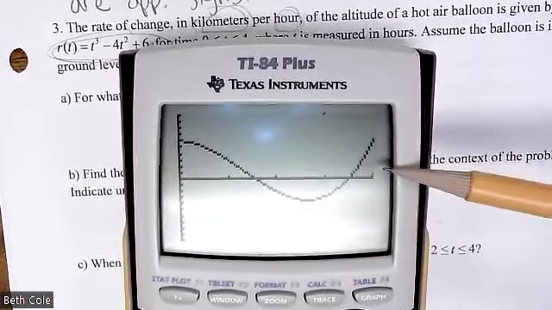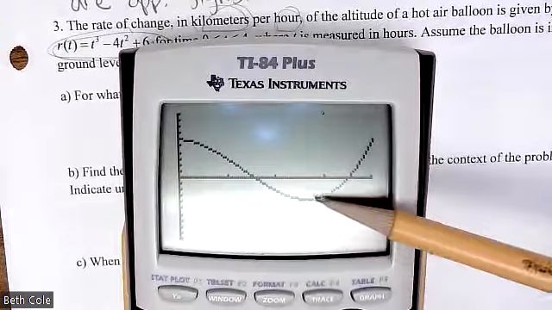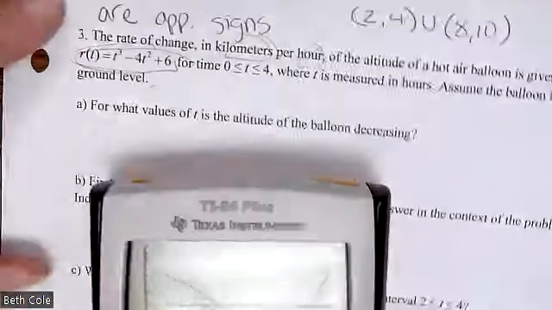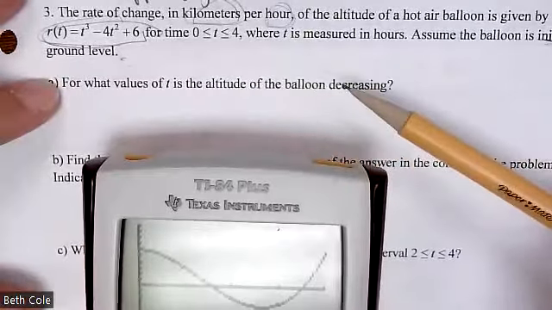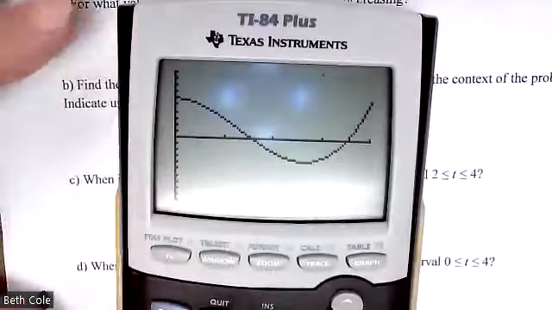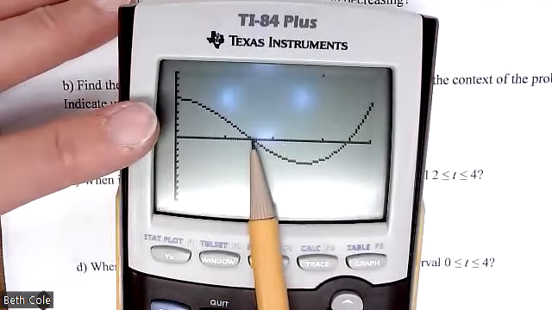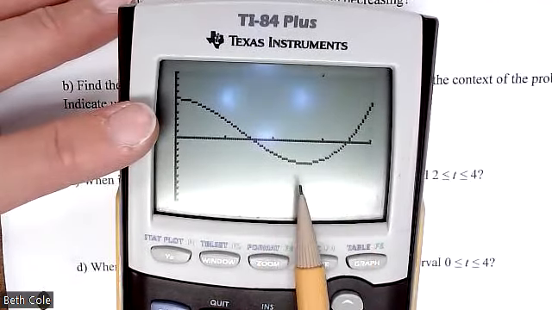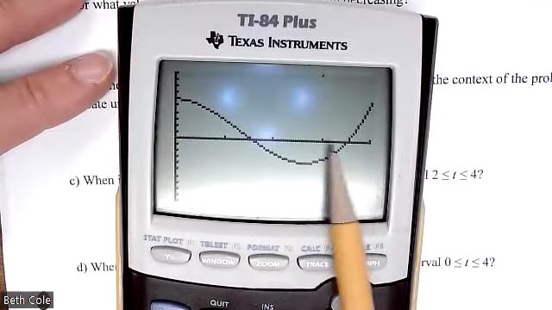Okay. So it starts on the ground. It moves up. It moves down. It moves back up. Are we all together? I hope so. All right. For what value of t is the altitude decreasing? That would be from whatever this is until whatever this is. Velocity is negative. How can I get my calculator to give me those times?